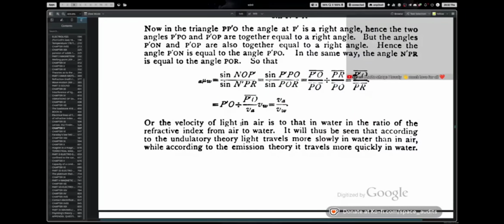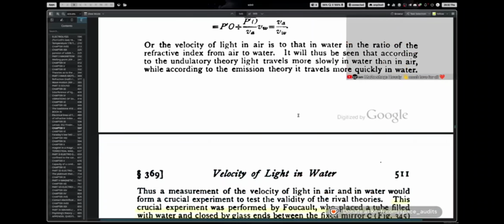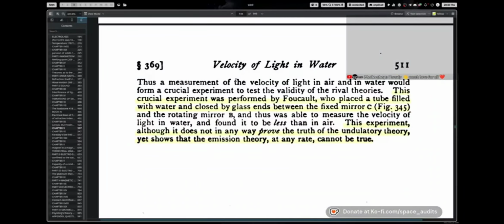where the ratio of the velocity of light in air to that in water is the refractive index of air to water. So, according to the undulatory theory, light travels more slowly in water than in air, while according to emission theory, light would travel more quickly. Thus, the measurement of the velocity of light in air and water would form a crucial experiment to test the validity of the rival theories.